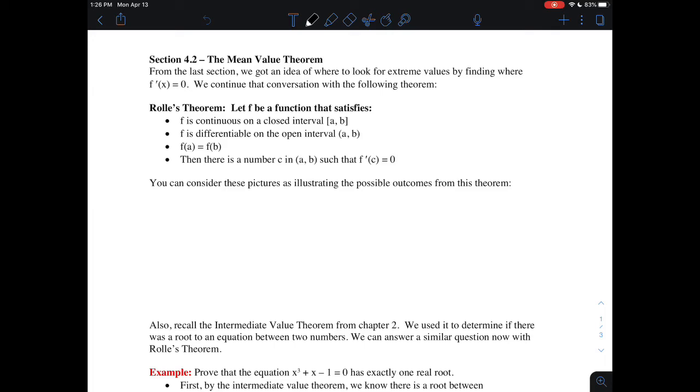Section 4.2, the mean value theorem. From the last section, we got an idea of where to look for extreme values by finding where the derivative, f prime of x, was equal to 0. We continue that conversation with the following theorem.